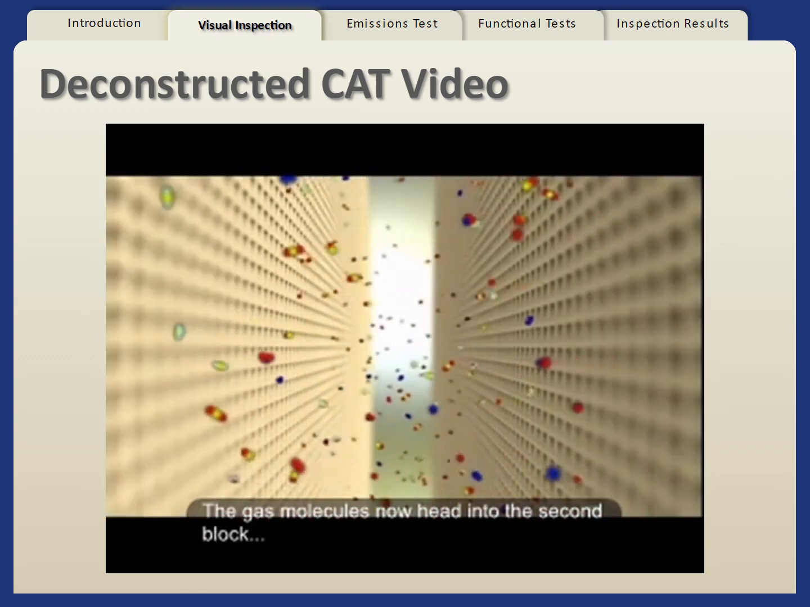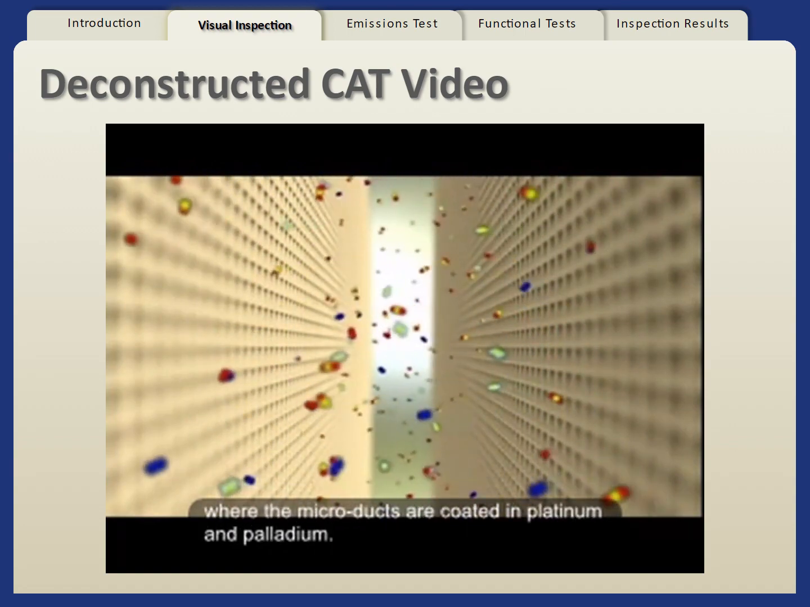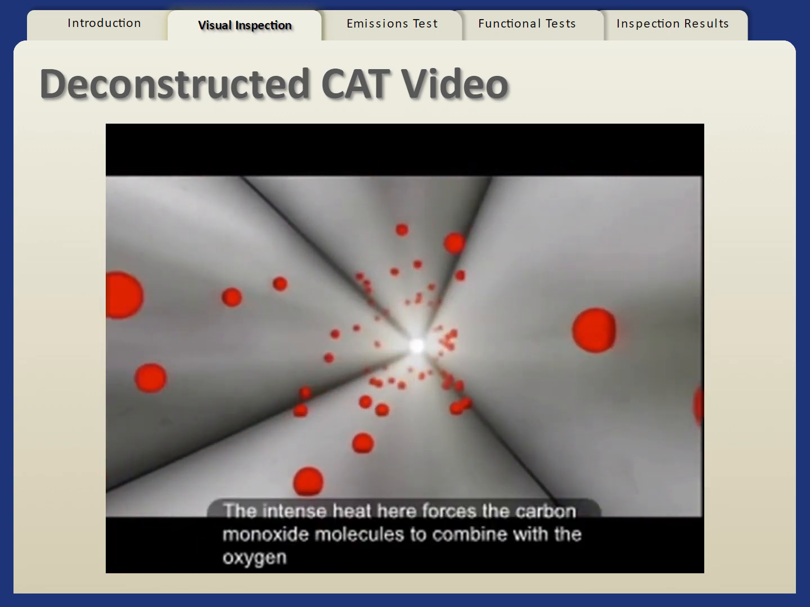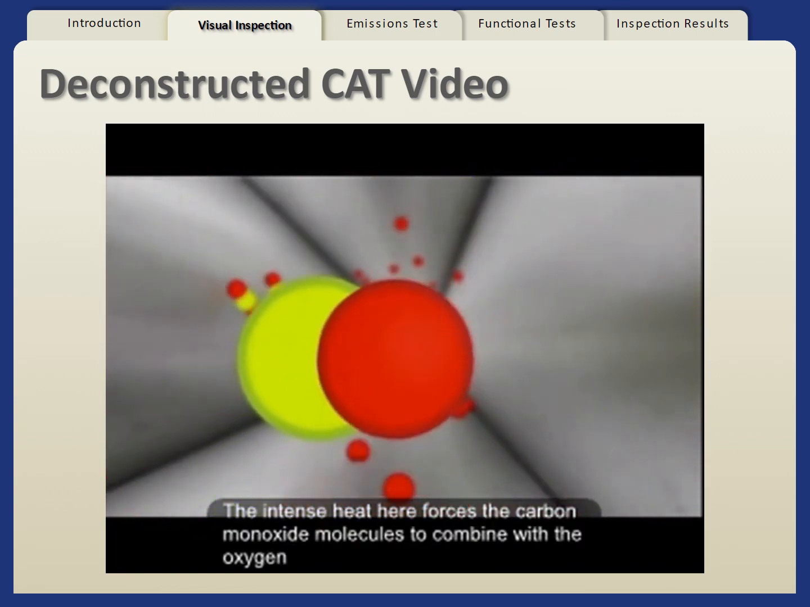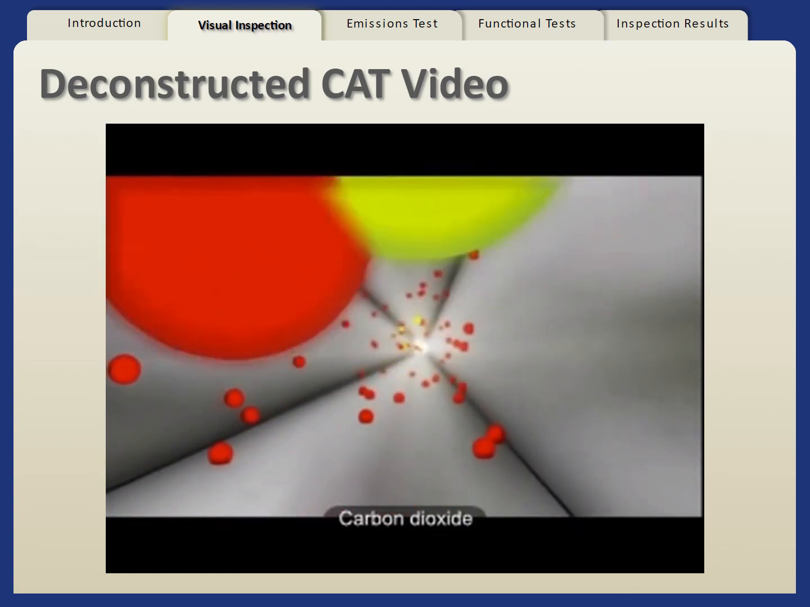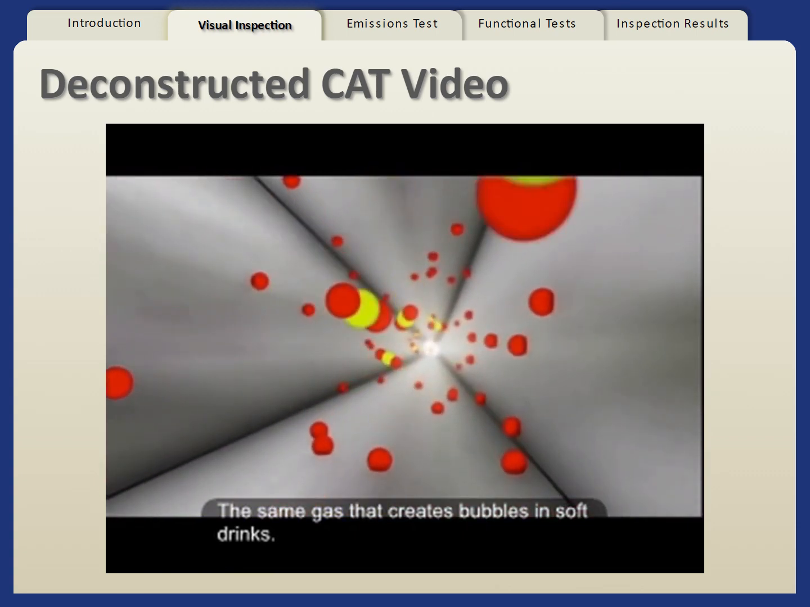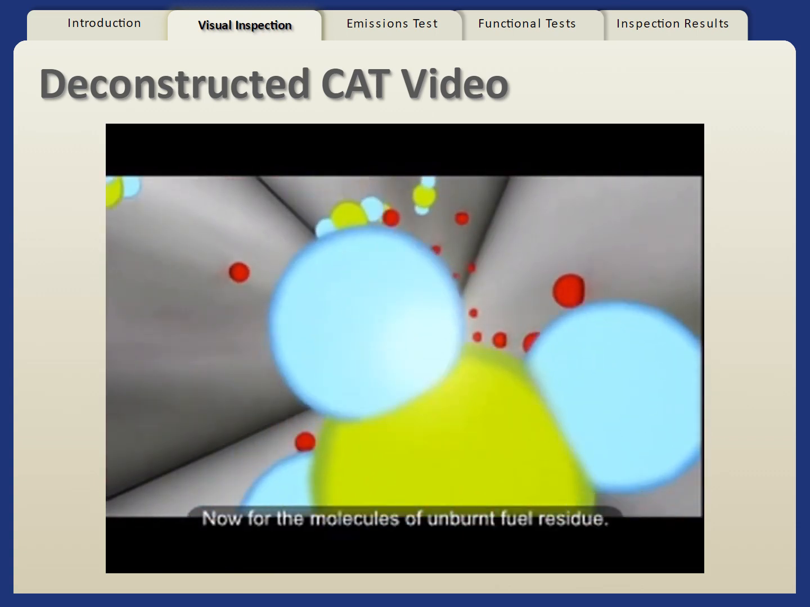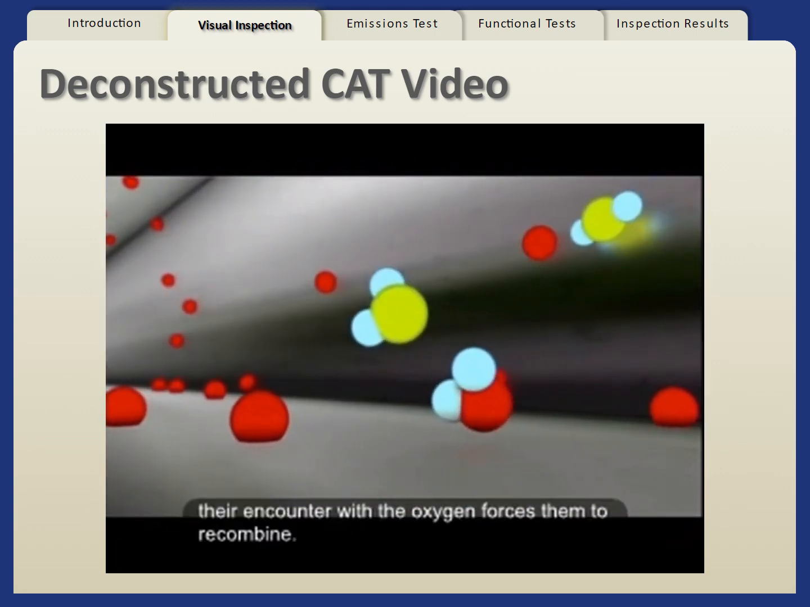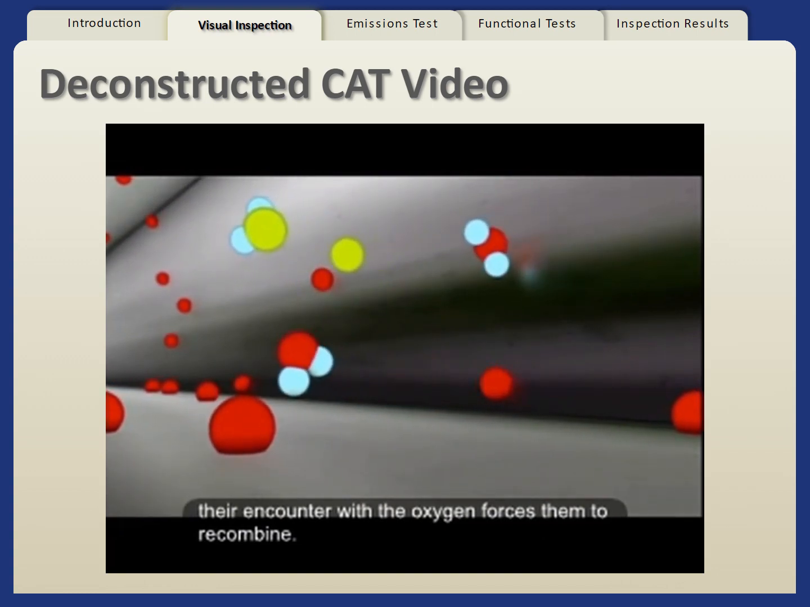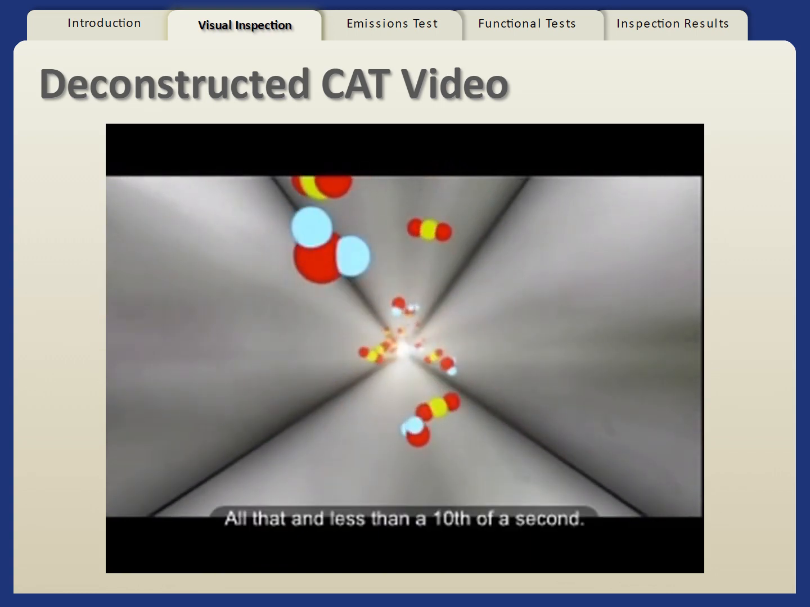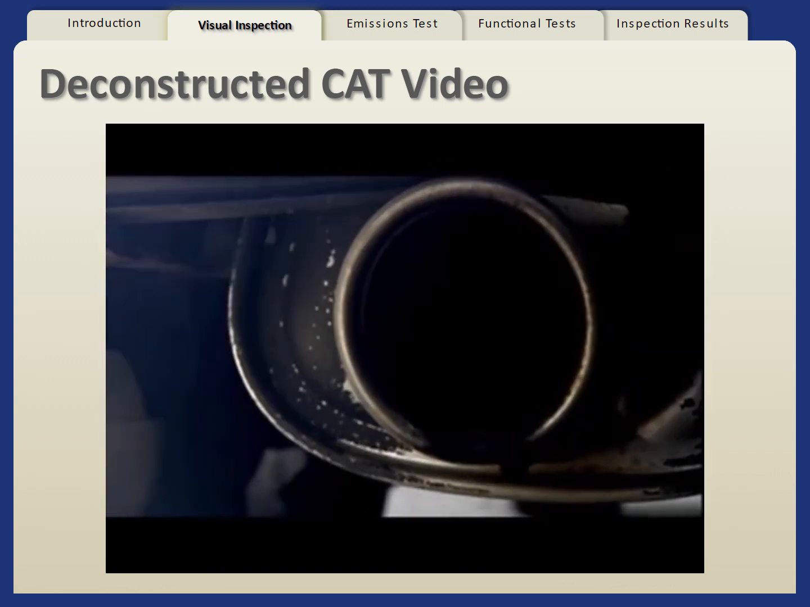The gas molecules now head into the second block, where the microducts are coated in platinum and palladium. These precious metals withhold oxygen. The intense heat here forces the carbon monoxide molecules to combine with the oxygen. The result? Carbon dioxide, the same gas that creates bubbles in soft drinks. Now for the molecules of unburnt fuel residue. At these extreme temperatures, their encounter with the oxygen forces them to recombine. The result? More carbon dioxide and water. All that in less than 1/10 of a second.